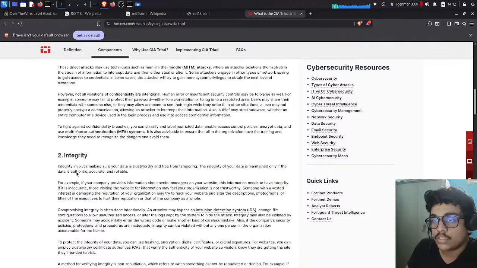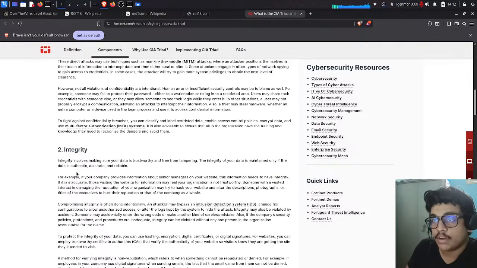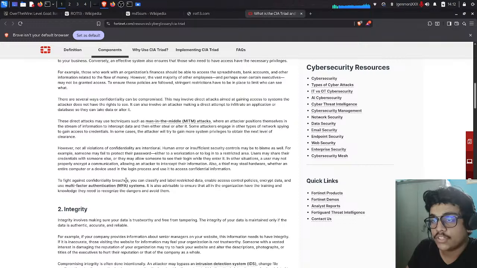So let's move on to how to fight against confidentiality breaches. You can classify and label restricted data. In advance, we can restrict that this data should not be shared. For example, we should not share the credentials of our Google account or Microsoft account even with our close ones. So there should be a limitation on sharing our data.